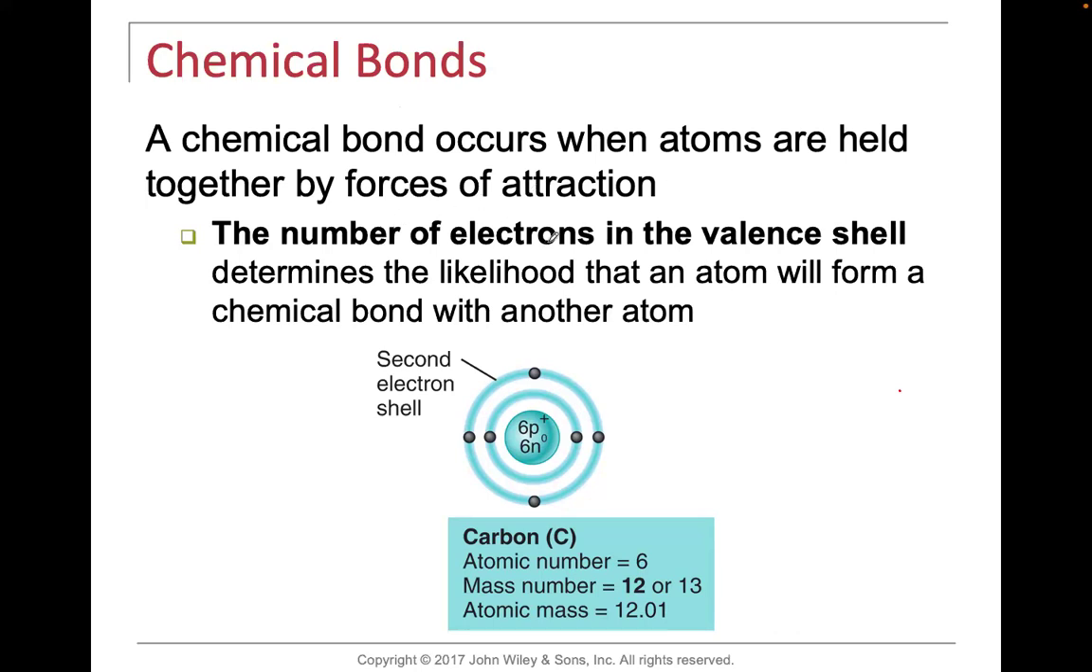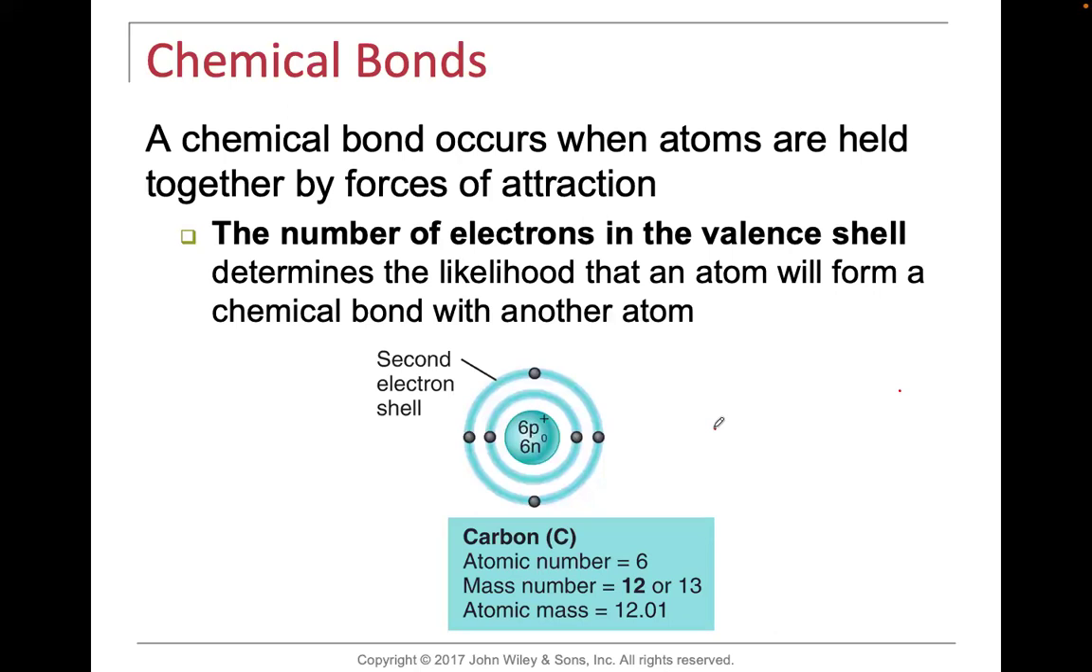The number of electrons in the valence shell determines the likelihood that an atom will form a chemical bond with another. So the number of electrons in the valence shell is going to determine whether something is stable or unstable. Now, if something's stable, it's good by itself. If something is unstable, then we need to form a bond with something else. And I'm going to show you how that is.